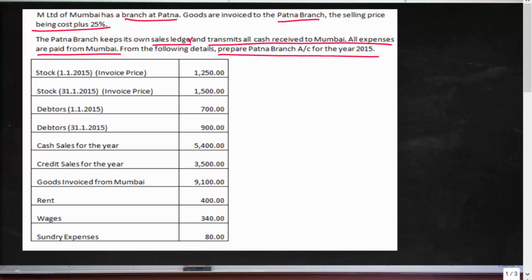We have opening stock at invoice price, closing stock at invoice price. Then we have opening and closing debtors. We have cash sales, credit sales, goods invoiced from Mumbai, then some expenses of the branches. Okay, with all this information, we have to prepare Patna branch account. So let's do that. We'll have Patna branch account.